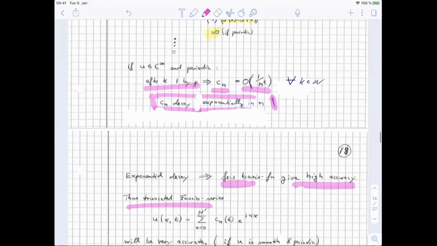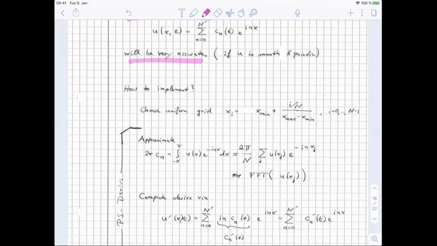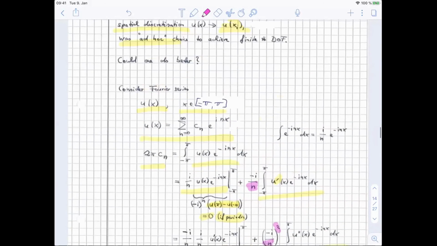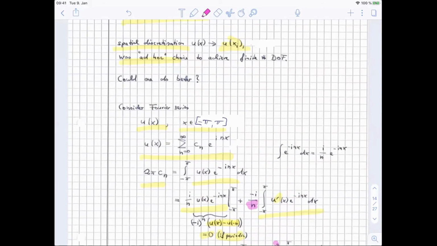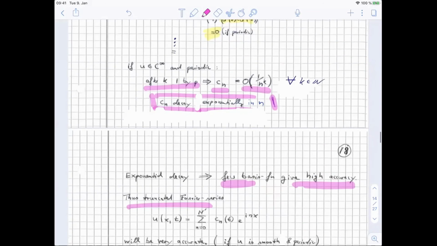So how do you actually do this in practice? You choose a uniform grid. And I'm just seeing a question about how they compare in speed. I'll address this when I'm done with the spectral methods.